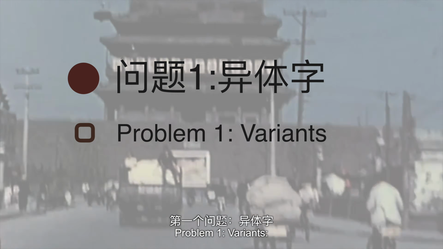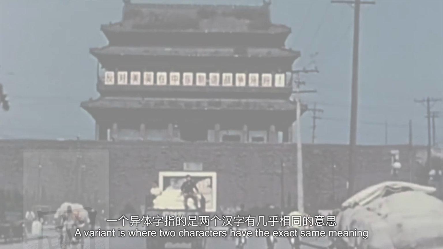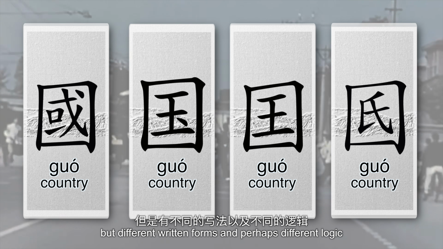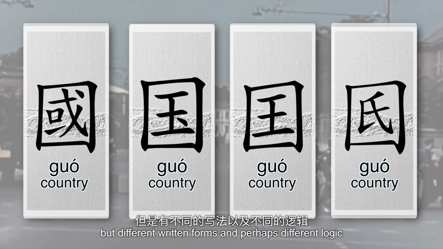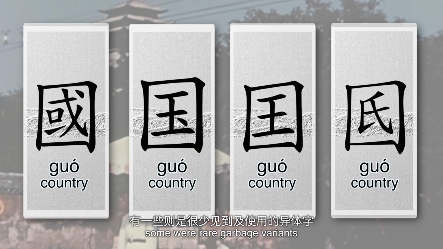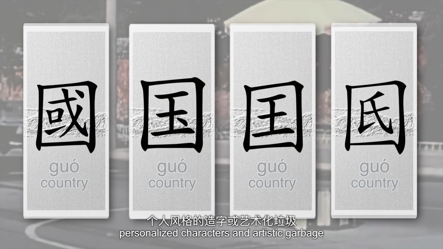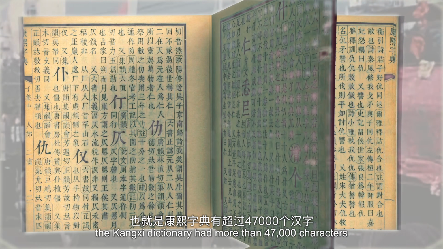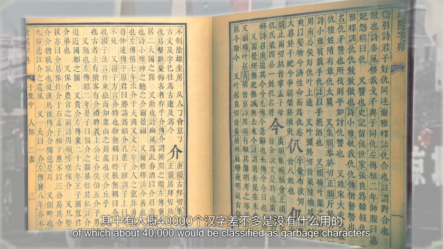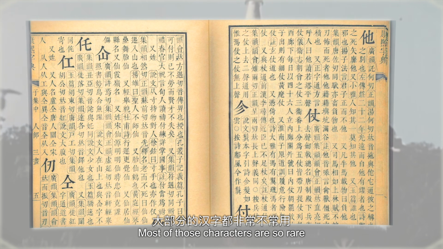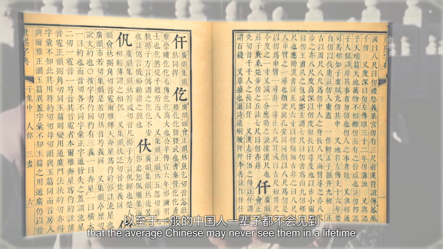Problem 1. Variants. A variant is where two characters have the exact same meaning and the exact same pronunciation, but different written forms and perhaps different logic. Some of these were common variants, some were rare garbage variants, personalized characters, and artistic garbage. This created a condition where the standard dictionary of the time, the Kangxi Dictionary, had more than 47,000 characters, of which about 40,000 would be classified as garbage characters. Most of these characters were so rare that the average Chinese may never see them in a lifetime.